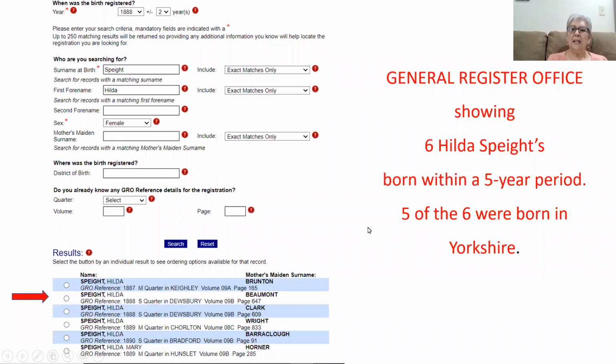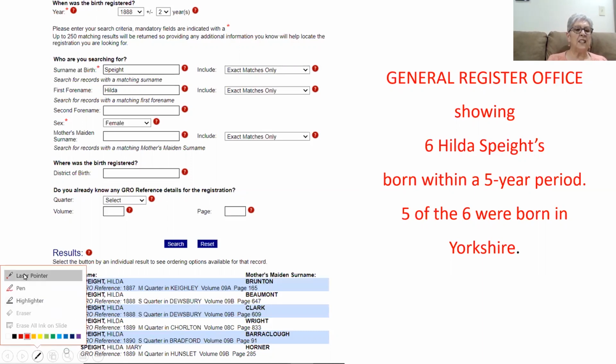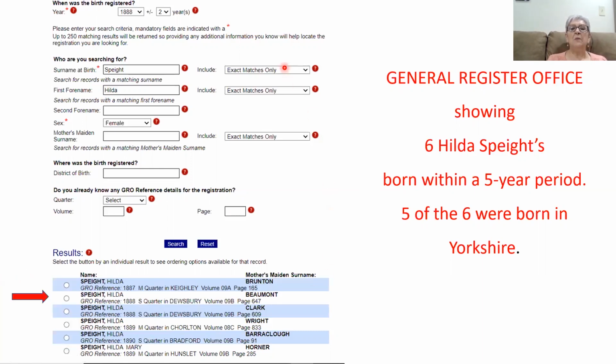So anyway, I plugged in Hilda Spate's name in the GRO. And interestingly enough, I put in exact matches only. I need to get my laser pointer. I plugged in exact matches only here, which I usually don't do, but I thought, well, with a name like that, I'm sure there's only one. Well, that was interesting because I came up with 6 Hilda Spates within a 5-year period. So this is plus or minus 2 years from 1888. I came up with 6, and I thought that was crazy.